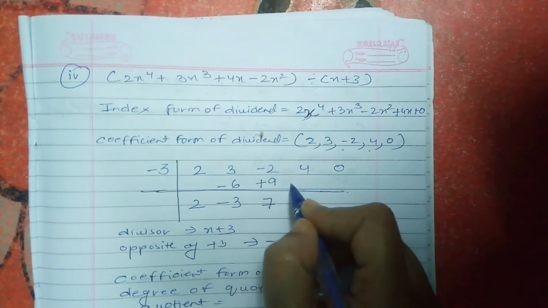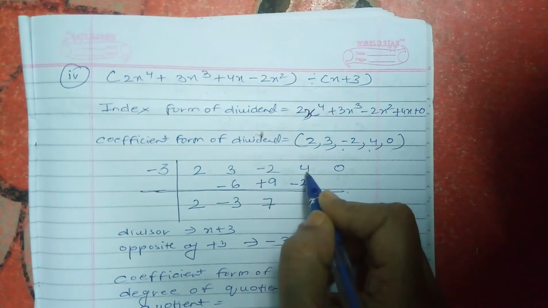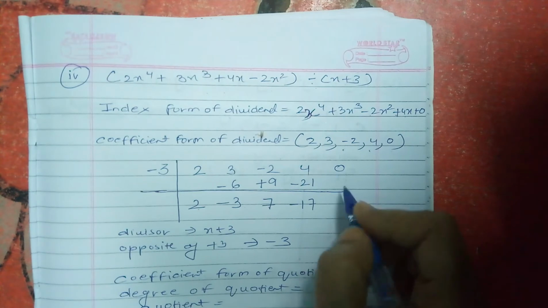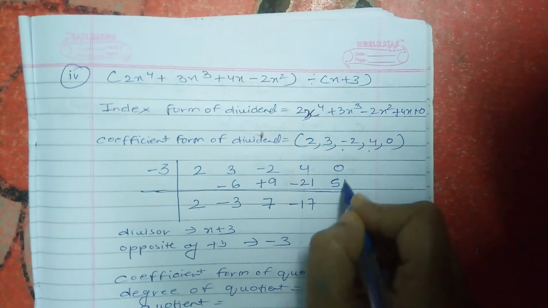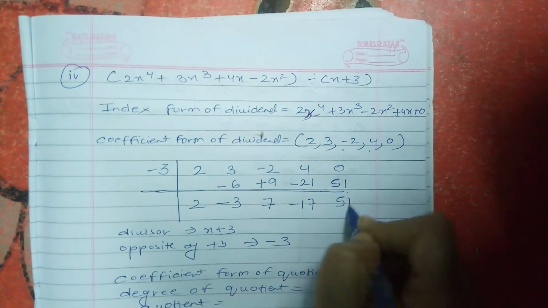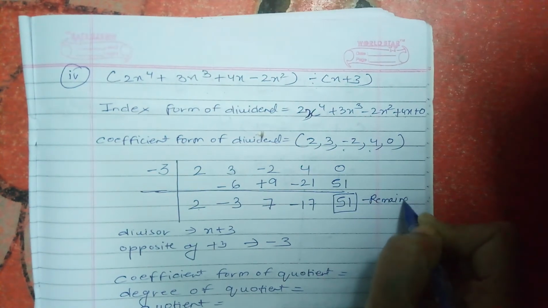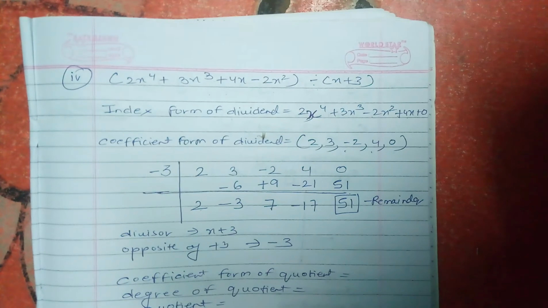7 into minus 3, minus 21. Plus 4, minus 21, minus 17. Minus 17 into minus 3, plus 51. So 0 plus 51 is 51. So this is the last number. So this forms the remainder. I will write the remainder here: 51.